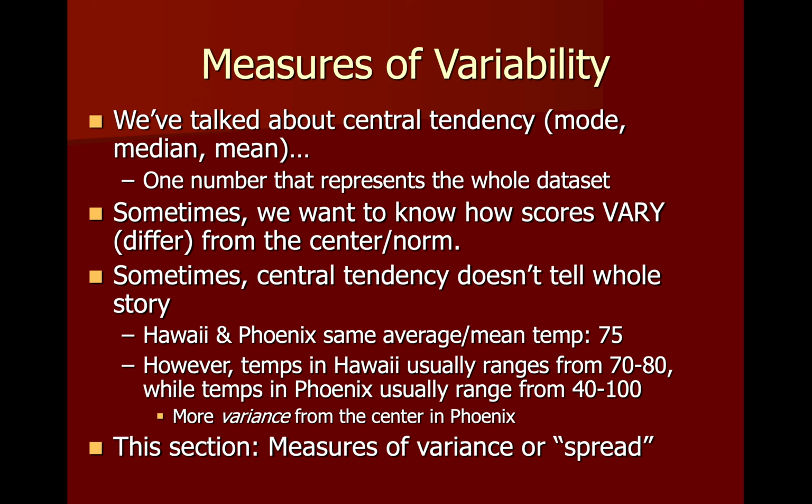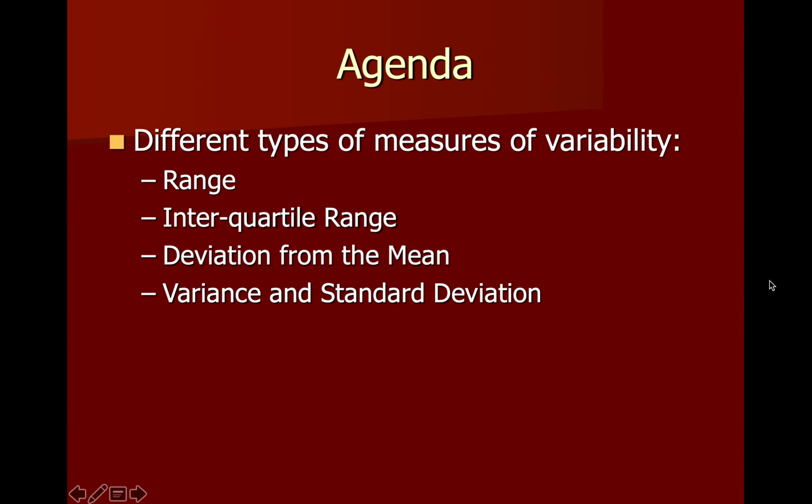So as an example, Hawaii and Phoenix have the same average, or the same mean temperature of 75. However, temperatures in Hawaii usually range from 70 to 80, while temperatures in Phoenix usually range from 40 to 100. So there's more variance from the center in Phoenix because there's a wider range here than there is here. So this week's lesson is about different measures of variance, or the spread of numbers. So there's a larger spread here than there is here.